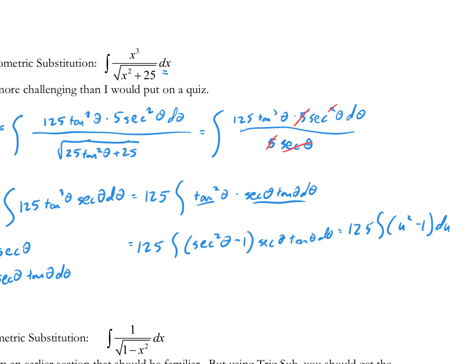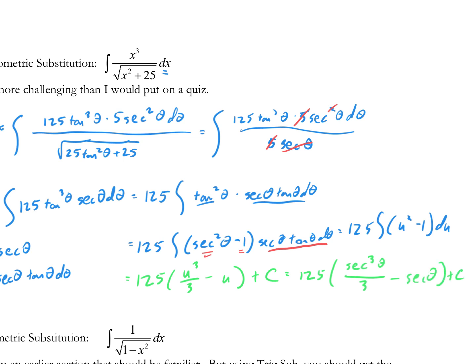All the stuff inside of the integral is u squared minus 1, and all of that is du. So there's not much left inside after the u substitution. Then we go to 125, use our standard power rule, u cubed over 3 minus u plus your constant. Then we back substitute into secants, because u is secant theta, so 125 times secant cubed theta over 3 minus secant theta plus c.